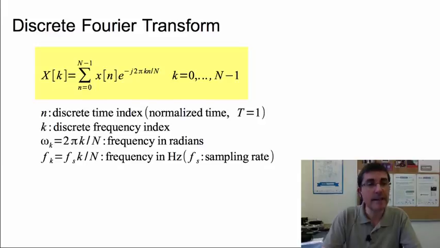Okay, so N is our discrete time index, K is our discrete frequency index, and then if we want to understand these frequencies as radian frequencies, we have to multiply K by 2 pi and divide it by N, which is our exponent in the complex exponential. And then if we want to convert these to frequency in hertz, if we have the K index divided by capital N and we multiply by the sampling rate, we obtain the frequency in hertz.